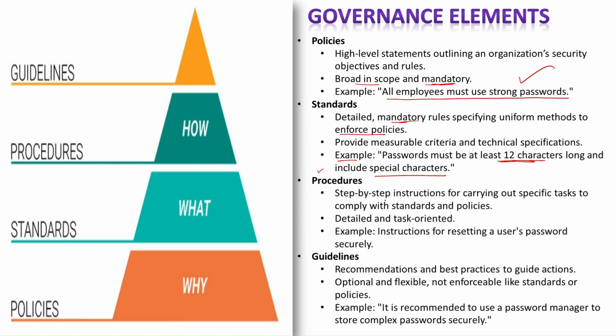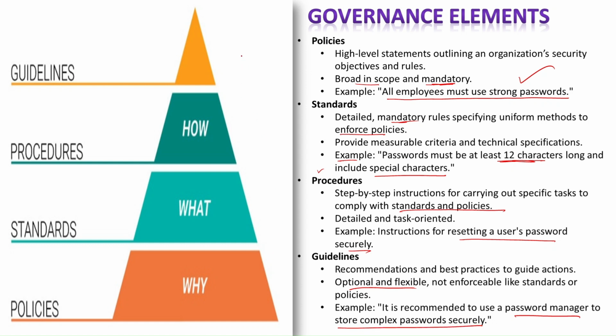What is then a procedure? It is the step-by-step instructions for carrying out specific tasks to comply with standards and policies, and these are detailed and task oriented. For example, instructions for resetting a user password securely. And guidelines are recommendations and best practices to guide actions. And these are optional and flexible and not enforceable like standards or policies. For example, it is recommended to use a password manager to store complex passwords securely.